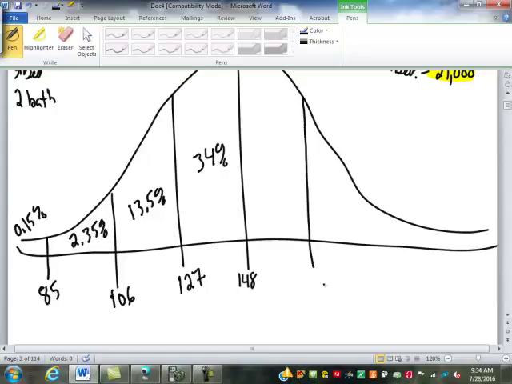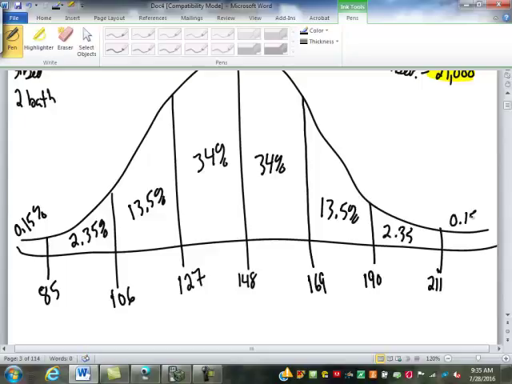Going this way, what number would I put down here? 169. Take the 148 plus 21,000. This, of course, is still 34%. What number goes down here? 190, adding another 21,000. This is still 13.5%. Right here is going to be 211,000, of course 2.35%, and 0.15% out here.